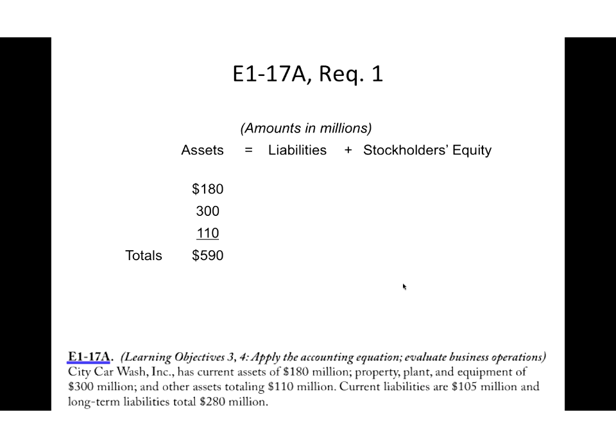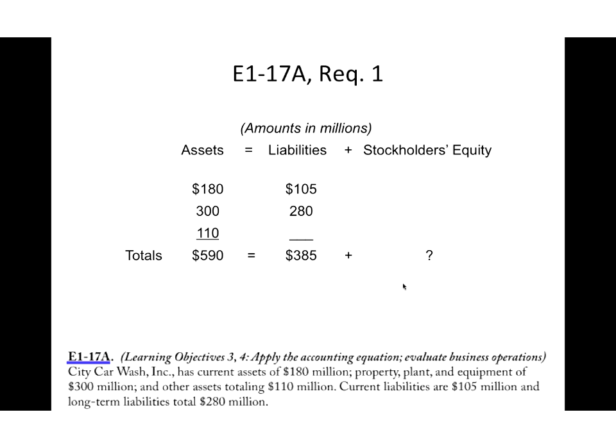Next up, I have liabilities. My current liabilities are 105, and my long-term liabilities are 280. So my total liabilities are 385. Now I've used all the numbers that I'm given in this problem, and I need to solve for stockholders' equity.